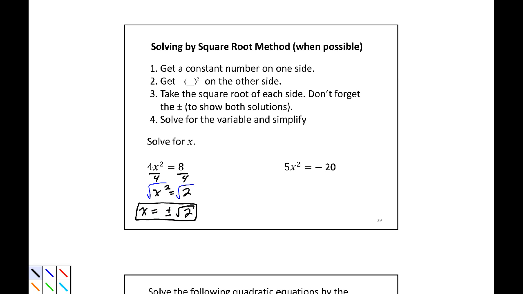Our next example, similar process, we will divide by 5. So isolate the x squared, that's negative 4. Then we will take the square root of both sides, and that isolates x. So x equals plus or minus, and the square root of negative 4, recall from our complex numbers section, will be 2i. X equals plus or minus 2i.